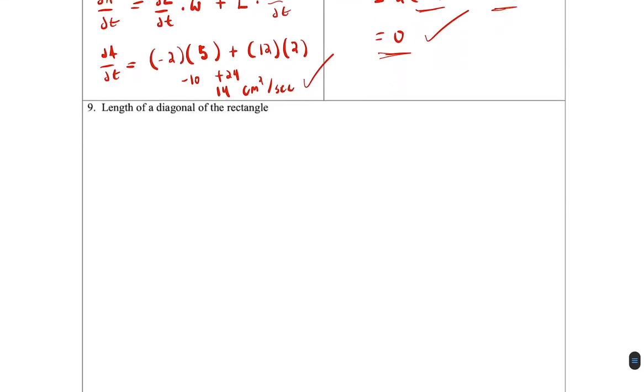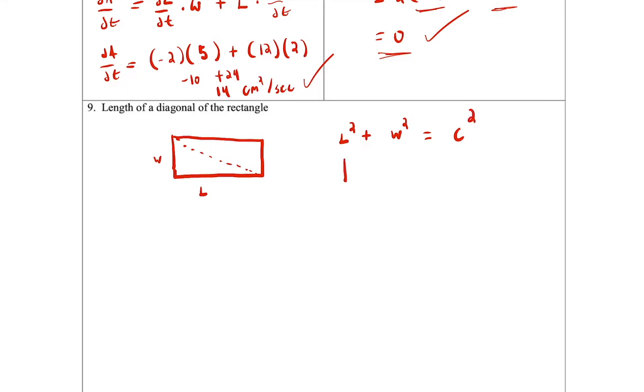This one just to really mess with your heads. The length of the diagonal of the rectangle. So how fast is this diagonal changing? And this is just a common one that comes up, is that you need to use the Pythagorean theorem. The length squared plus the width squared is equal to, we'll just call it c squared. And so we take these derivatives with respect to time, 2L dL/dt plus 2W dW/dt is equal to 2c dc/dt.